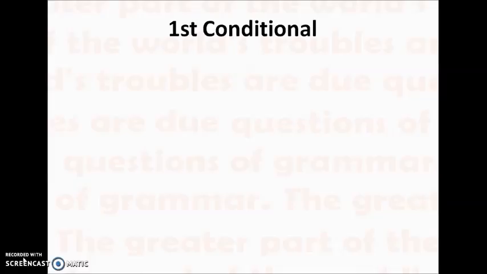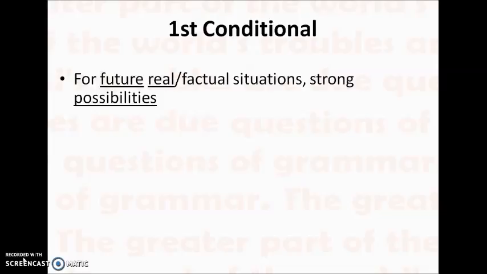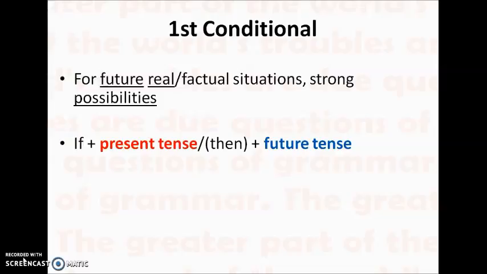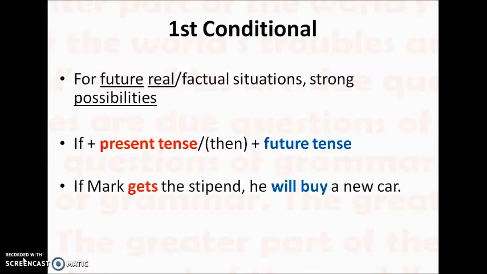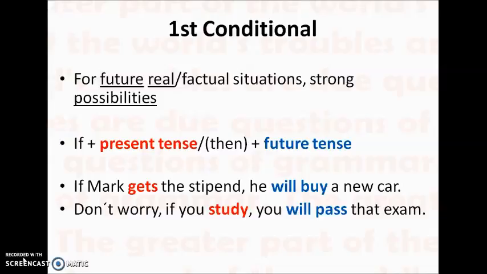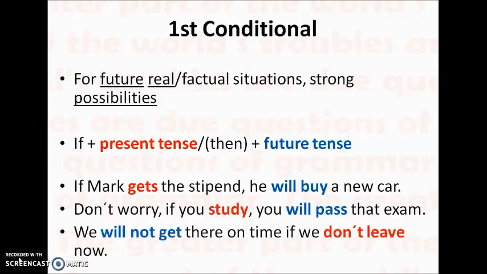Then we have the first conditional. First conditional is used for talking about future real or factual situations or strong possibilities. In the first conditional, the if part of the sentence is in present tense and the then part is in future tense. For example, if Mark gets the stipend, he will buy a new car. Don't worry, if you study, you will pass that exam. We will not get there on time if we don't leave now.